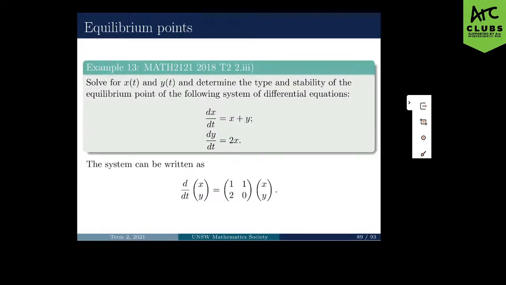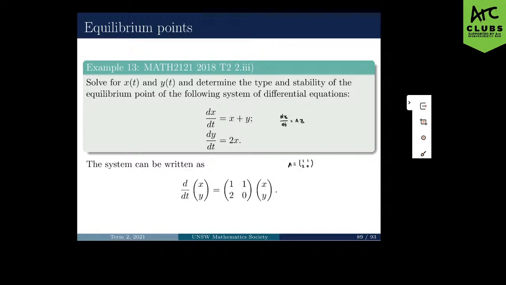Anyways, now we'll be doing a problem on equilibrium points. This question asks us to solve for x(t) and y(t) and determine the type and stability of the equilibrium point of this system of differential equations. So you can rewrite this in the dx/dt equals Ax form. And that gives us this equation down here, where A is equal to [[1, 1], [2, 0]].